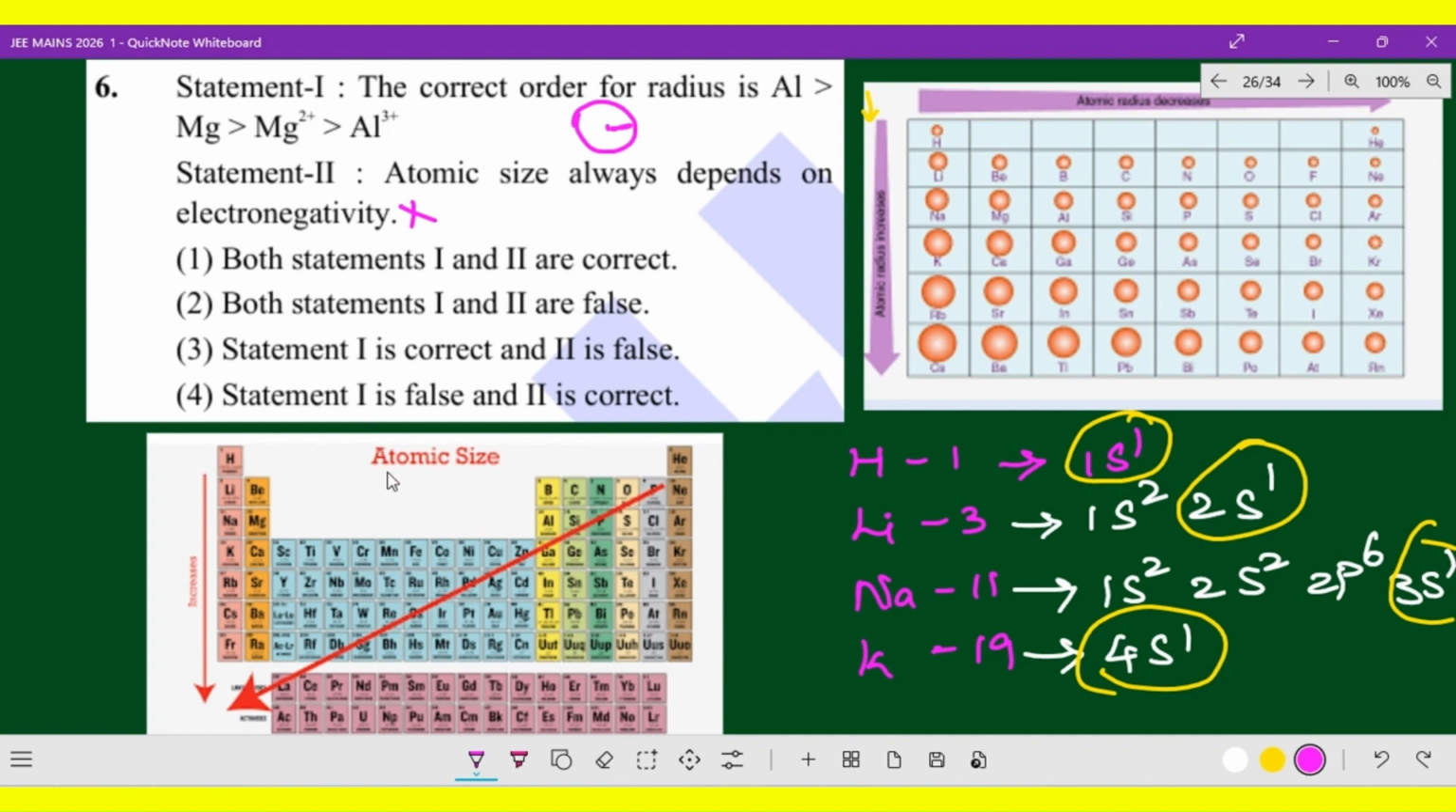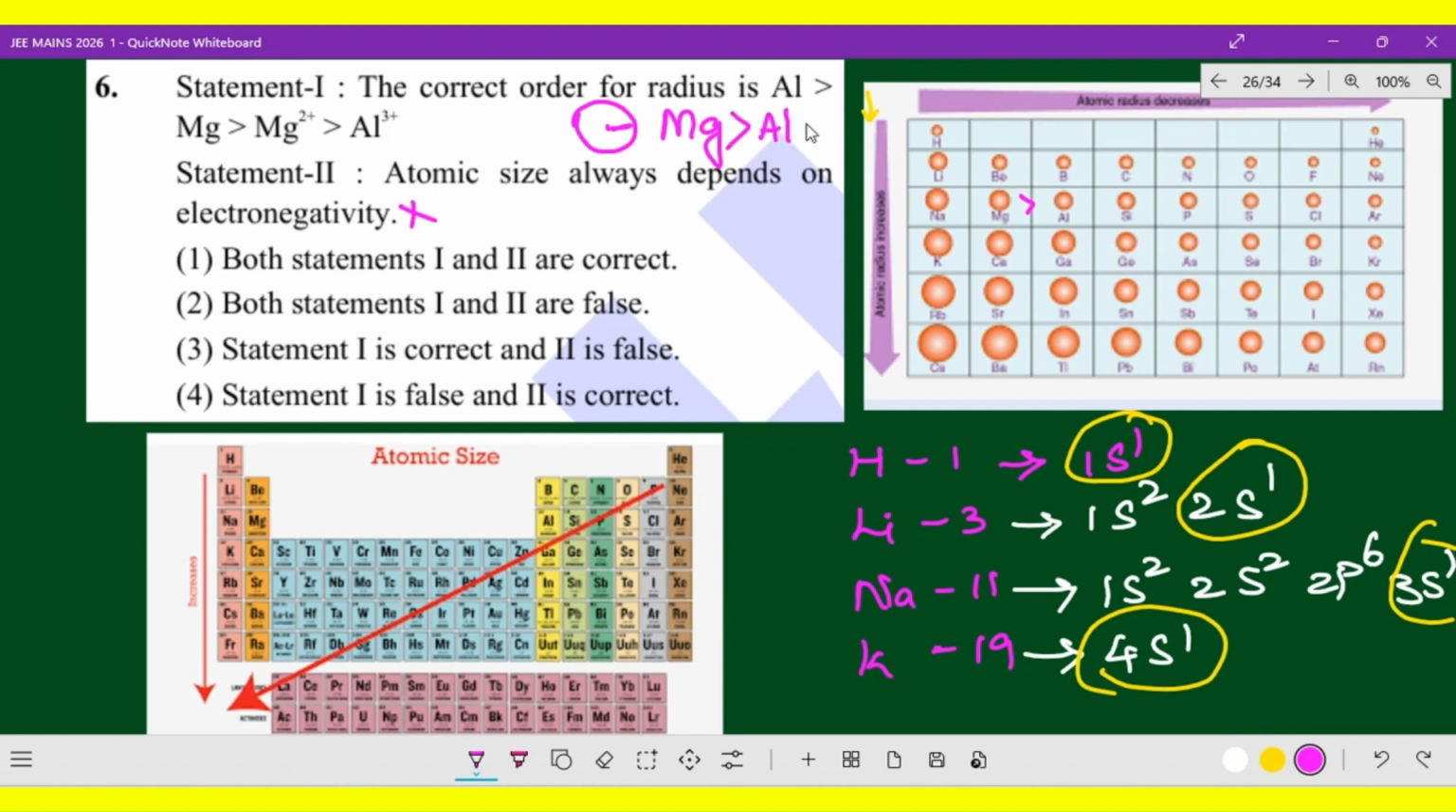See, actually magnesium comes first, next to aluminum. So from left to right, atomic size is decreasing. Top to bottom it is increasing, left to right it is decreasing. So magnesium is next to aluminum, which means magnesium's atomic size is bigger than aluminum. But here they mentioned aluminum is greater than magnesium, so totally it is wrong. Magnesium is greater than aluminum.